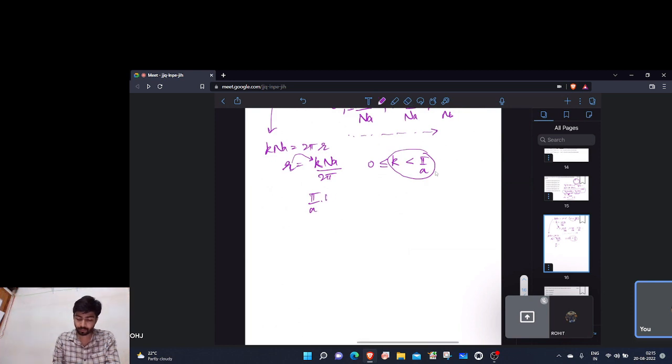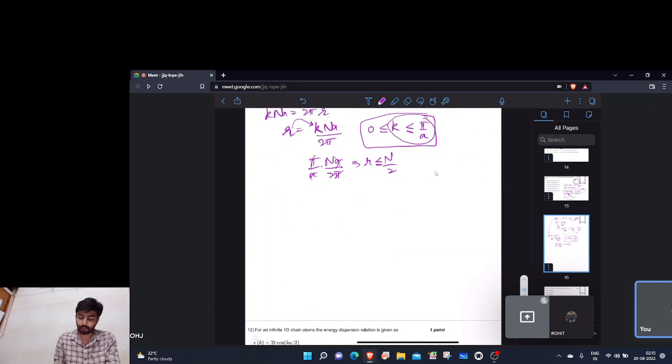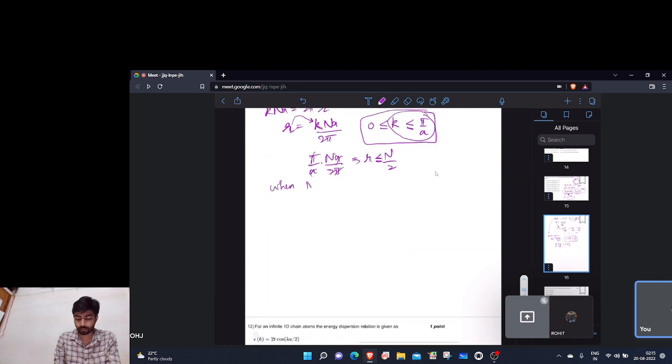Then r is restricted to less than or equal to N by 2. I think it varies between 0 and pi by a. Let me correct myself. So let's have two cases, when N is even and when N is odd.